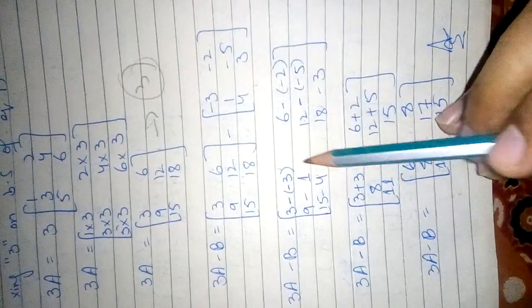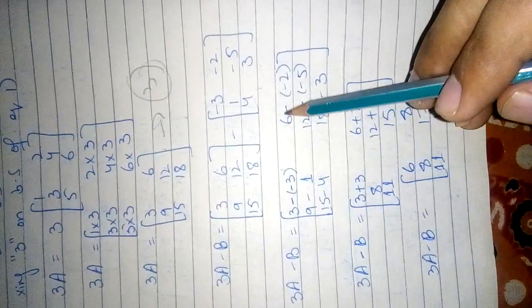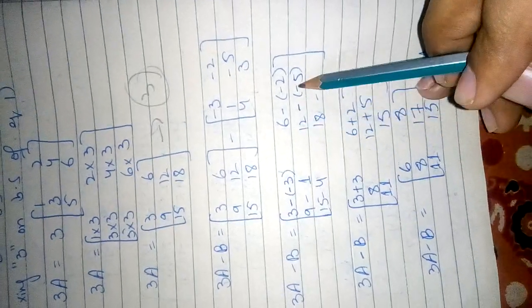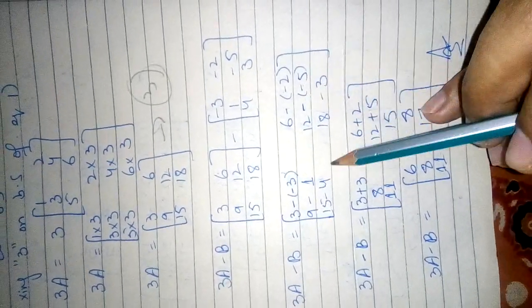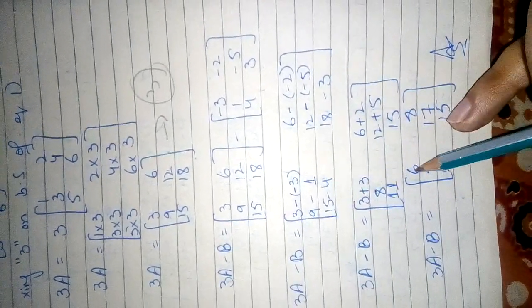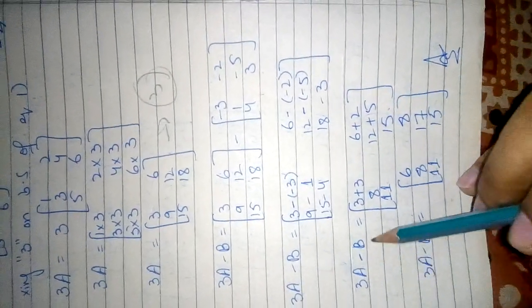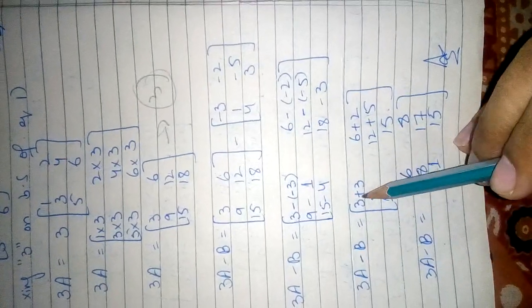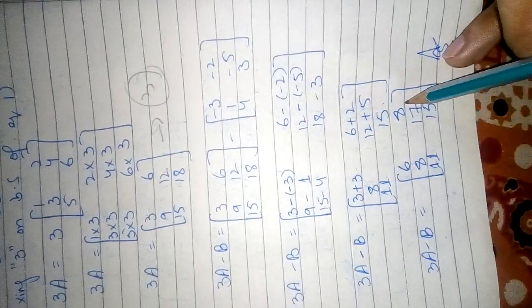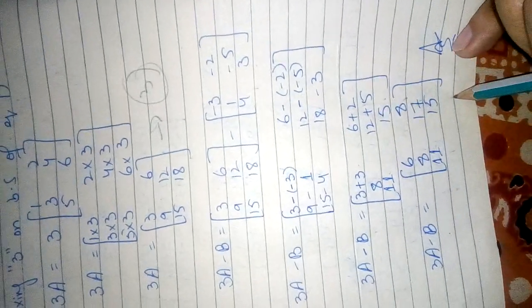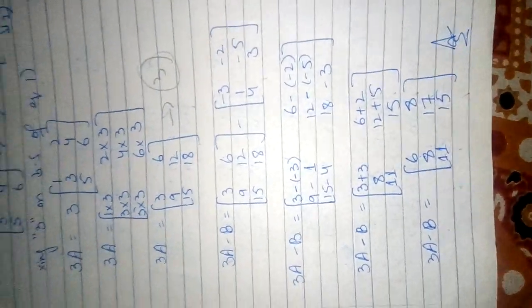Now 3 minus into minus will be plus, 3 plus 3, minus into minus plus, 6 plus 2, 9 minus 1 is 8, 12 minus into minus plus 5, 15 minus 4 is 11, 18 minus 3 is 15. Now in the last step, 3A minus B is equal to 3 plus 3 is 6, 6 plus 2 is 8, 8, 17, 11, 15.